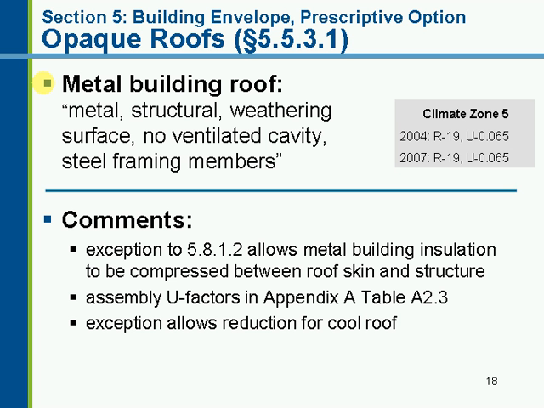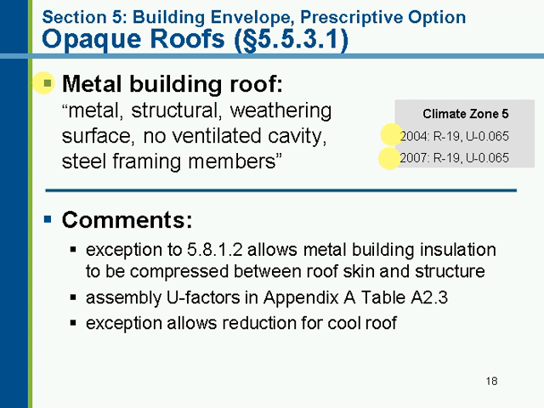Here, and you'll see this for all the different climate zones, for metal building roofs and walls, there were not any changes between the 2004 and the 2007 version. There is work going on for the 2010 version, and I would expect you would see some revisions for the 2010 version.